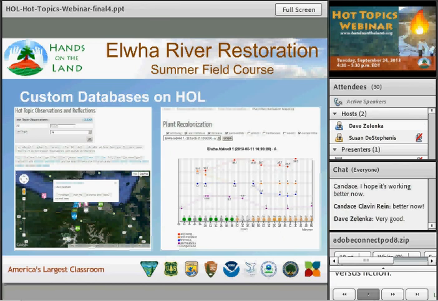We also use a plant recolonization database. That's a custom database on Hands on the Land. We collected data in the actual basins to find out what's growing there or what's not growing there after the dams have been removed. So next year, when we have the students out there, we're going to do the exact same transects and plot the data, and so the students next year will be able to compare with what it was like this year. And hopefully we can do that throughout the years to get this program going.